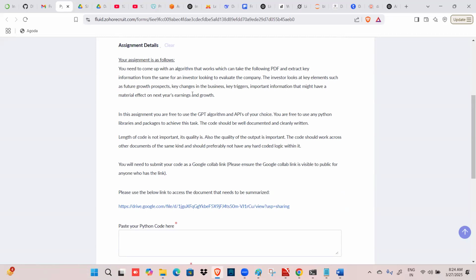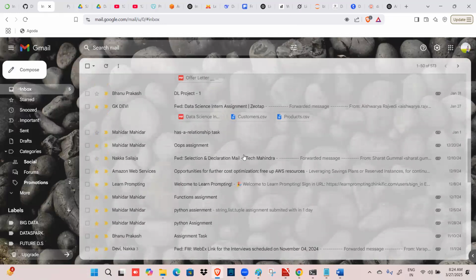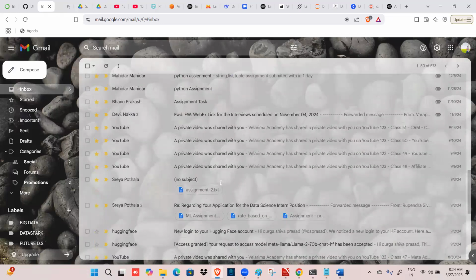And this program, whatever you are extracting, we approached LeeChat AI and then ChatGPT. We have collected that complete program, and that program should work for any kind of PDF. That is the answer.